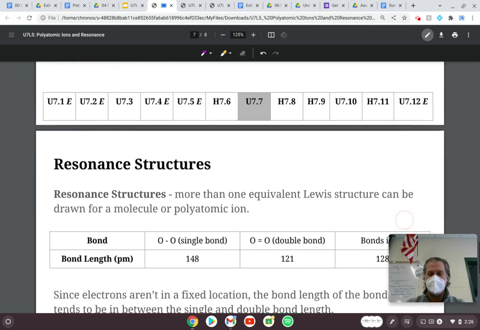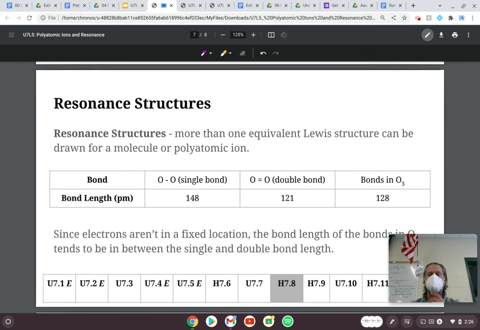We know that a single bond is longer than a double bond, which is actually longer than a triple bond. We've been able to measure that a single bond is 148 picometers long, so it's like this big. And a double bond is like 121 picometers long, so it's like this big. But the bonds in between in O3 are about 128. So they're not 148. They're not 121. They're like 128, so it's like right here in the middle.